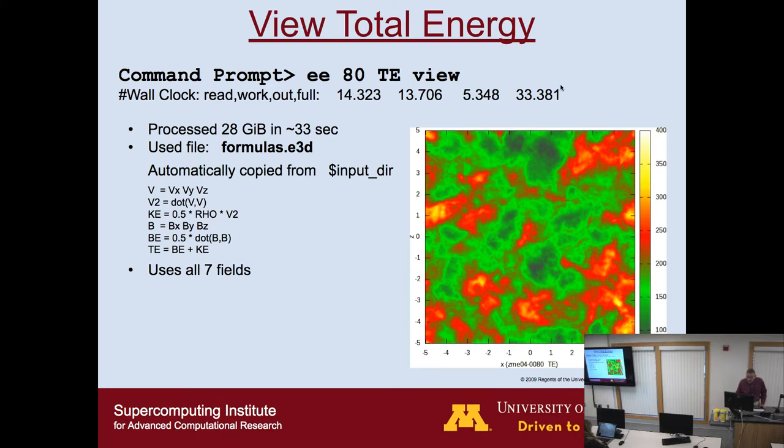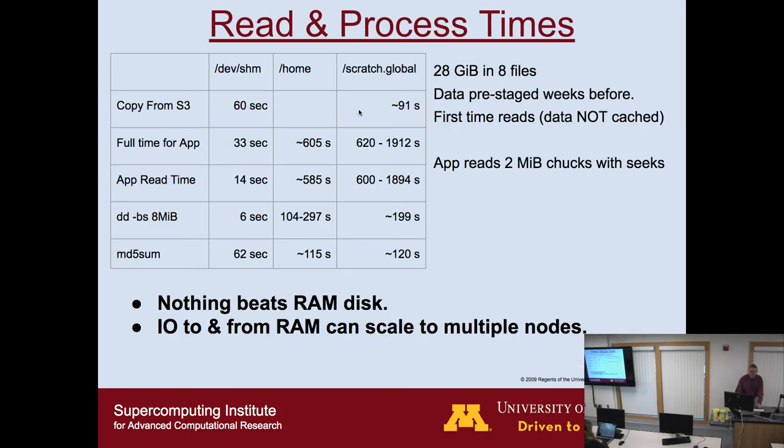And I have some timers built into this code, and it spent 14 of those seconds pulling in the data. And this is phenomenally good bandwidth simply because it's coming off of RAM disk. And that illustrates this point here, that it's something that I've been hammering about during this tutorial, and that is that you're never going to beat the bandwidth or the latency off of RAM disk on any of our systems.